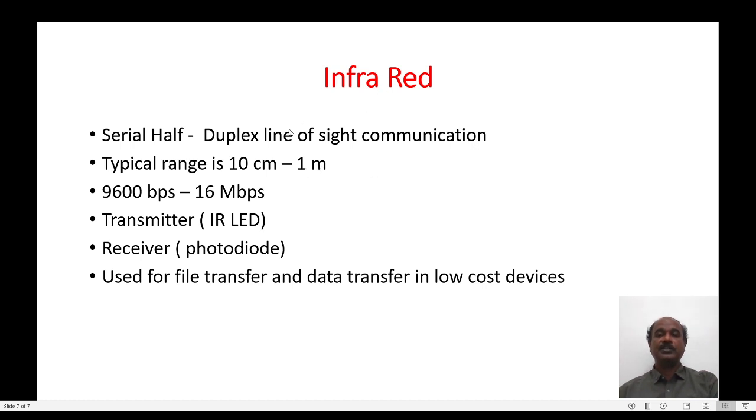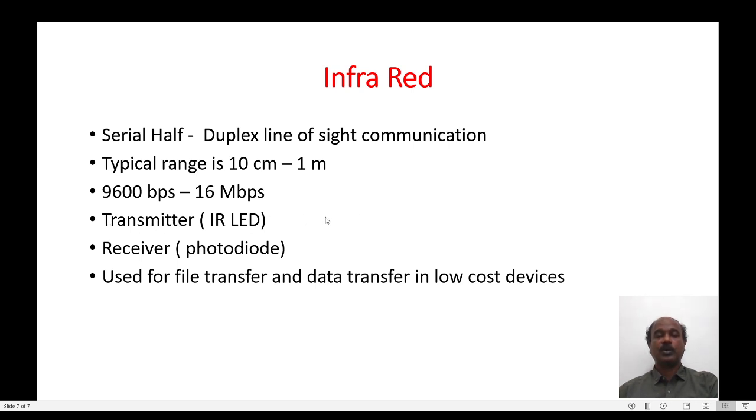The typical range that is allowed in infrared is from 10 centimeters up to 1 meter. And the typical data transfer rate in infrared communication is from 9600 bits per second up to a maximum of 16 Mbps. For infrared communication, any device will have two parts: a transmitter and a receiver. A transmitter will have an infrared LED that emits the infrared light, and the receiver will have a photodiode that receives the infrared light.